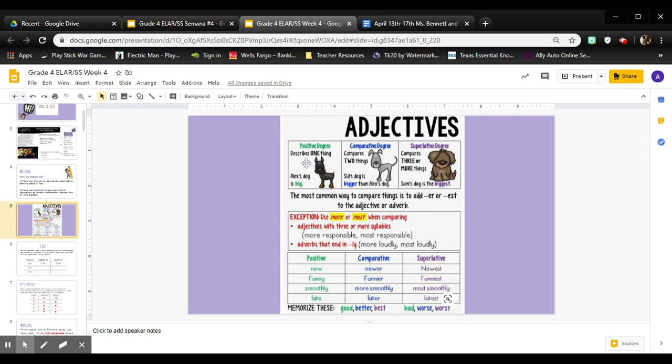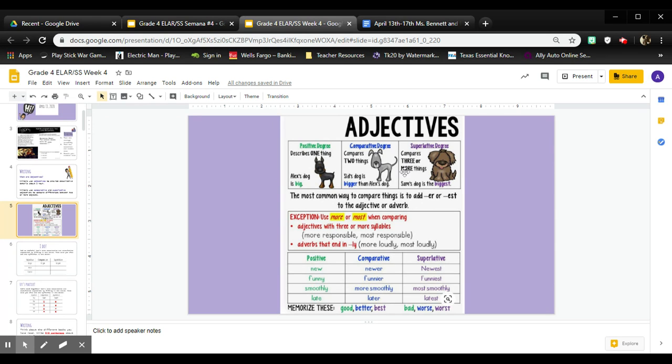So positive degree describes one thing. Alex's dog is big. Comparative compares two things. Sid's dog is bigger than Alex's dog. Then we have the superlative degree, compares three or more things. Sam's dog is the biggest.